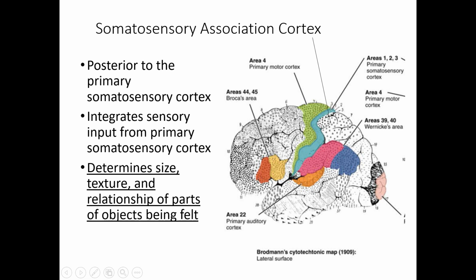Somatosensory association cortex is right posterior to the primary somatosensory cortex, right here. And it's responsible for determining size, texture, and relationship of parts of objects being felt. It means even if you close your eyes and somebody would give you an object, let's say a cup or a marker, and you would touch that cup and you could tell them exactly what it is. It's a cup. It's not a plate, it's not a spoon, it's a cup.